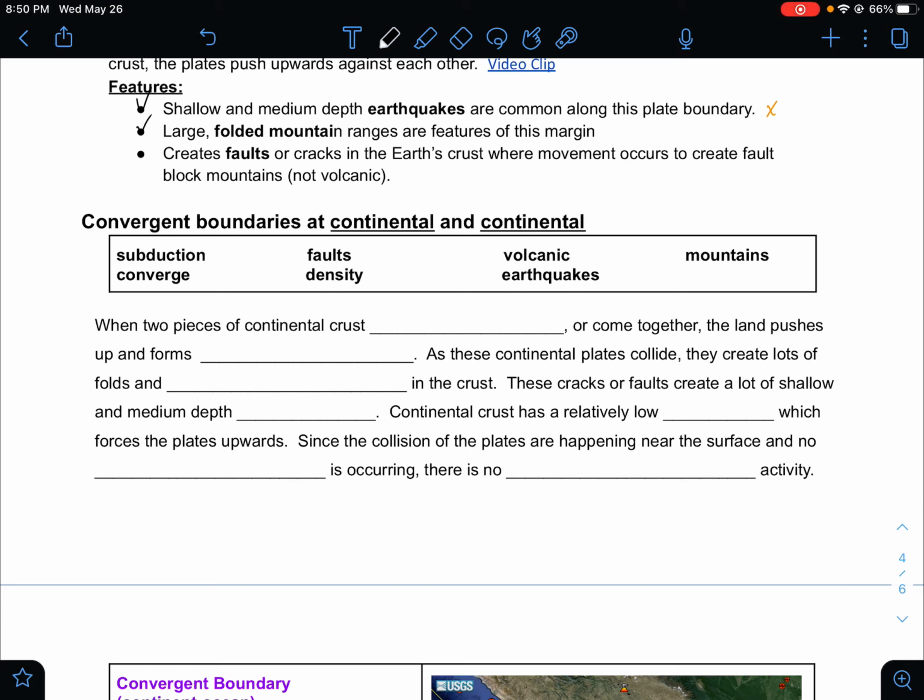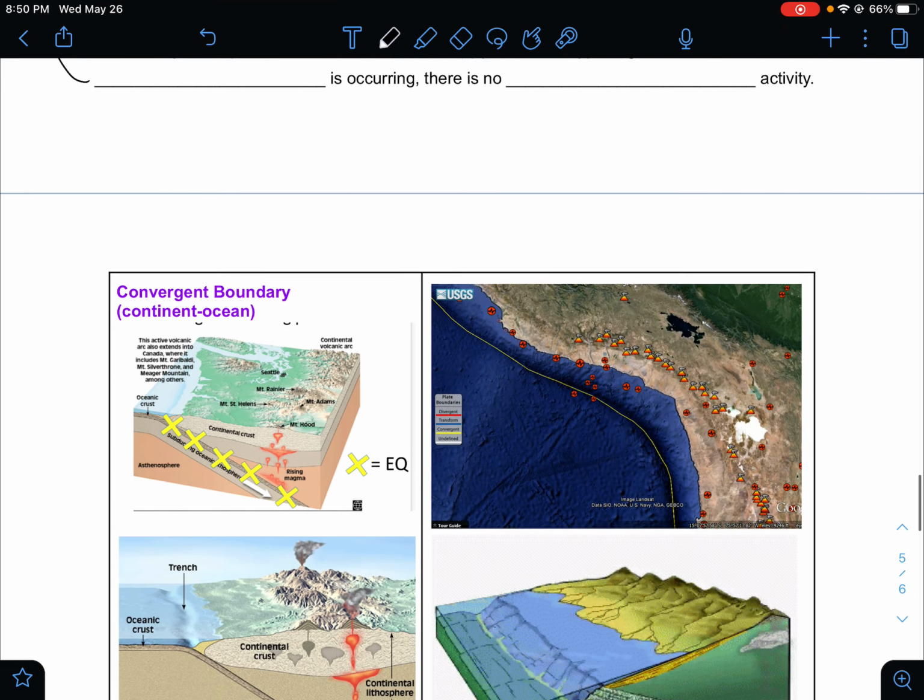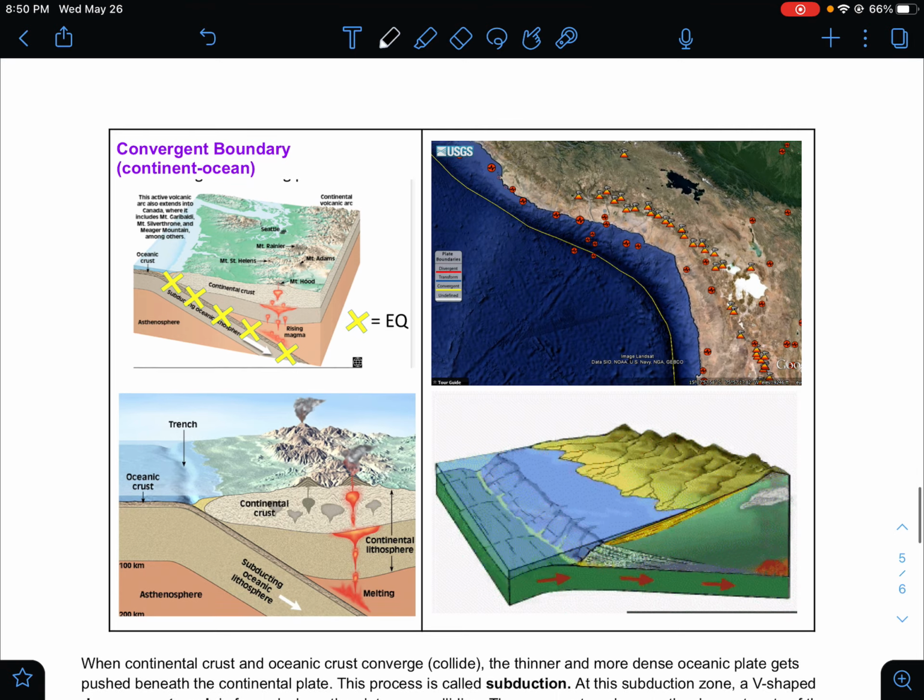And you will have time at the end of this video to go back and finish this paragraph right here. Same thing as before, filling in the blanks. It'll be very easy for you.